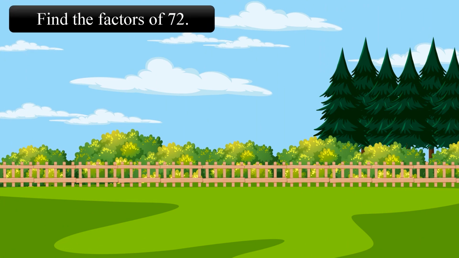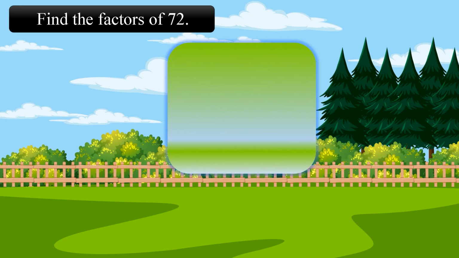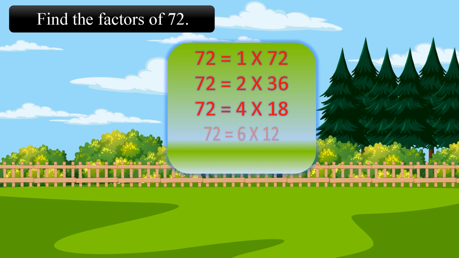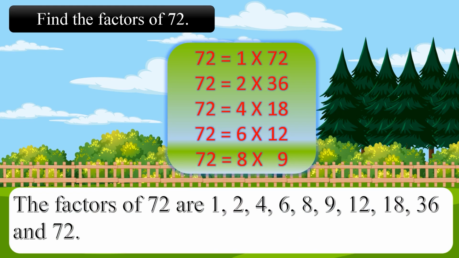Dear children, let's do this exercise now. 72 can be written as a product of two whole numbers in this way. Thus we can see that the factors of 72 are 1, 2, 4, 6, 8, 9, 12, 18, 36, and 72.